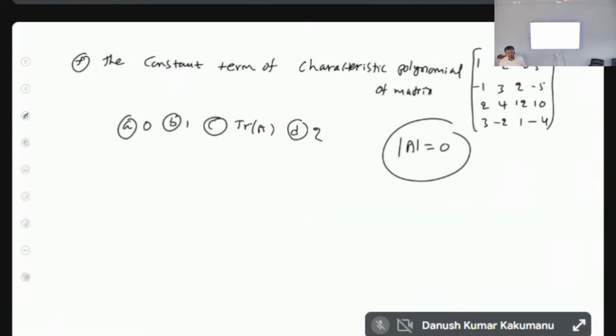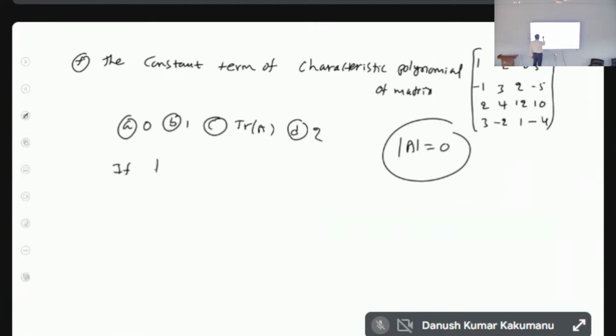What is the answer? Can you guess? Constant term of the characteristic polynomial. This is a very interesting question, listen. If the determinant is 0, what happens? All of you confirmed why the determinant is 0: the first row and third row are proportional. Determinant value is 0.